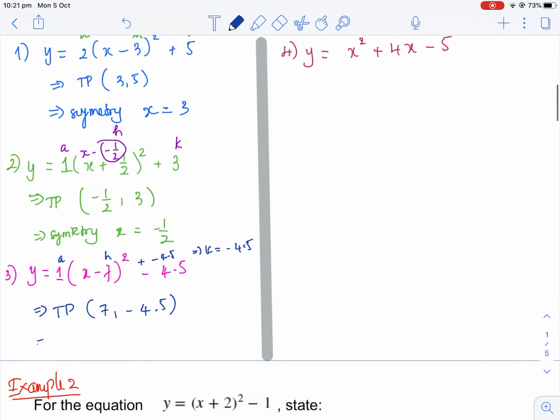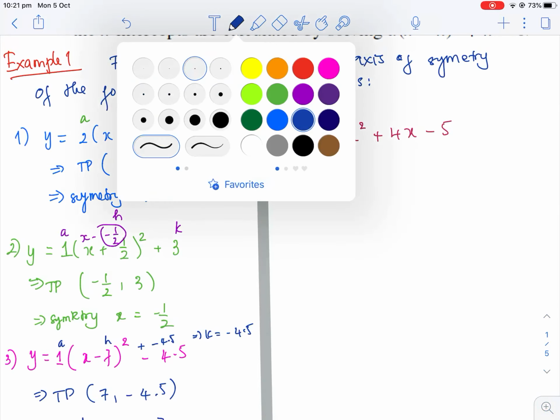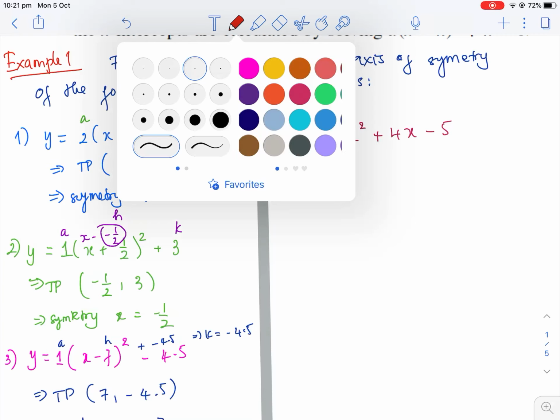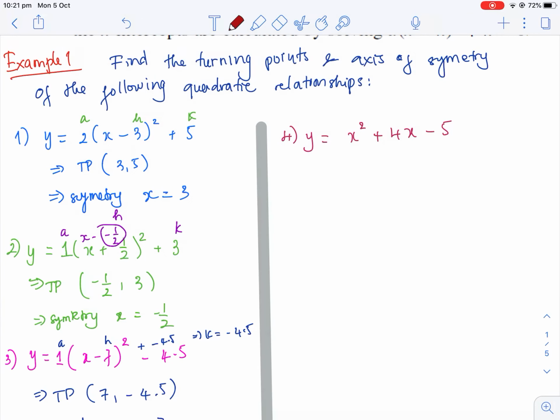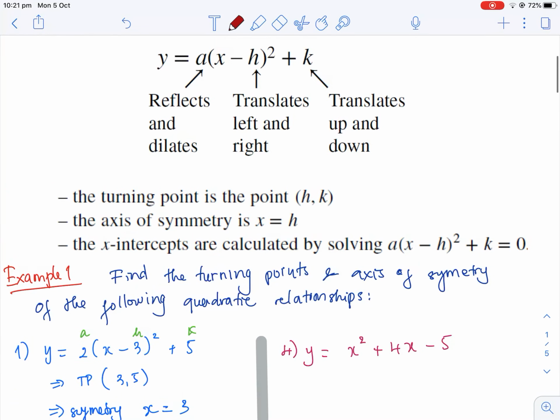And the axis of symmetry is x equals 7. All right, move on to question 4. I have y equals x squared plus 4x, take away 5. I have to change it to the turning point form in order to state the turning point and axis of symmetry without sketching.